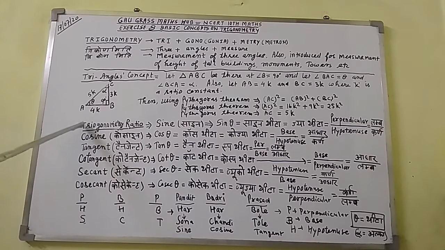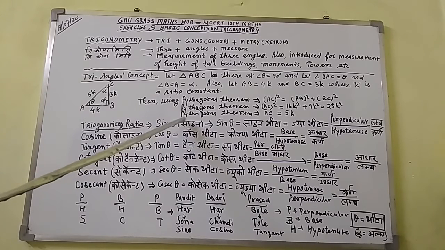Now let us come to trigonometric ratios. I am going to discuss the trigonometric ratios. There are six kinds of trigonometric ratios. Here you can see the first trigonometric ratio is sine.